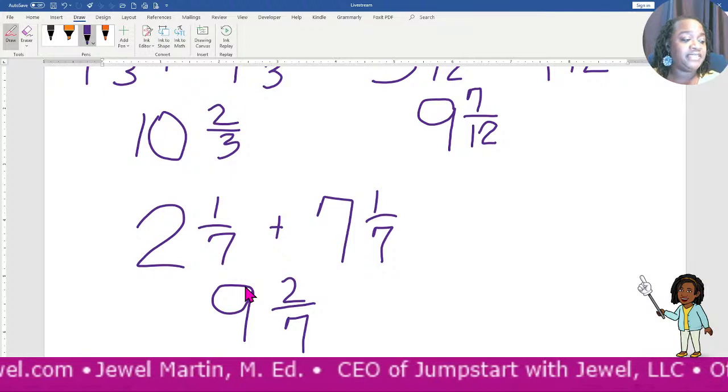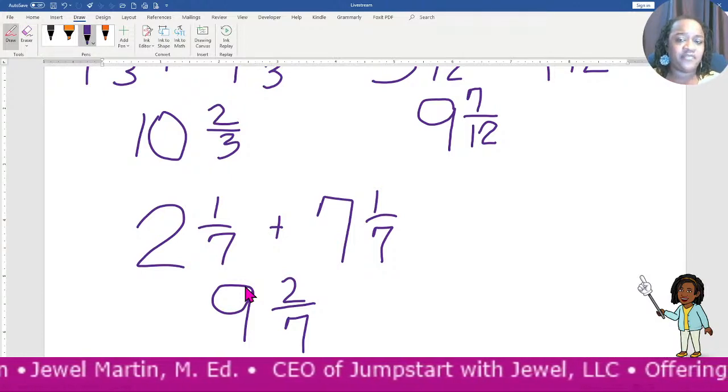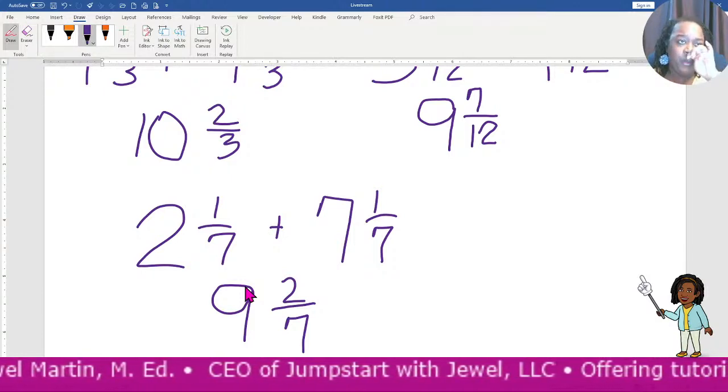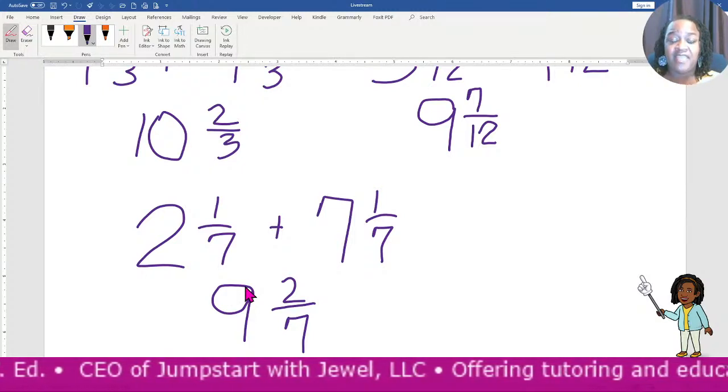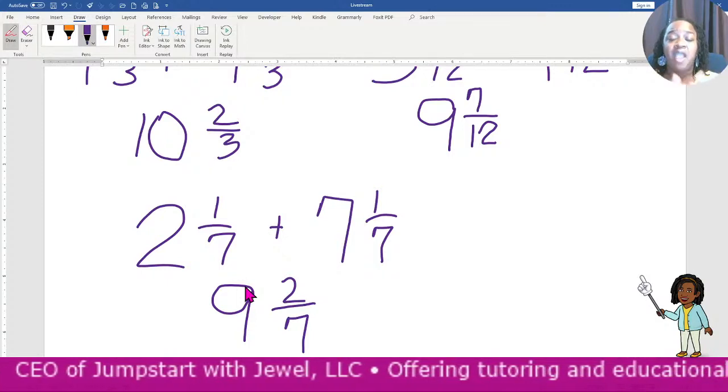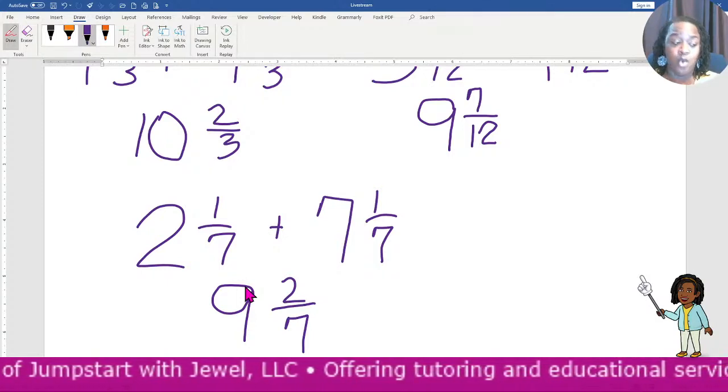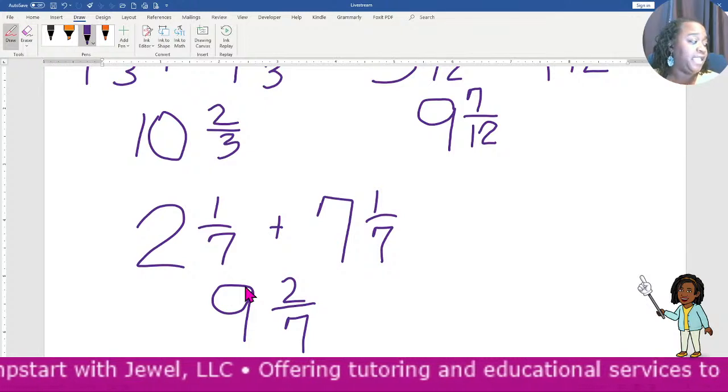Now, there is a time where it can get a little different, and that becomes different when you have a fraction. If you add two fractions together and the numerator and the denominator are the same, it's the same as 1, then that number changes.